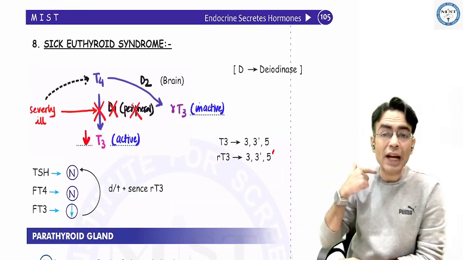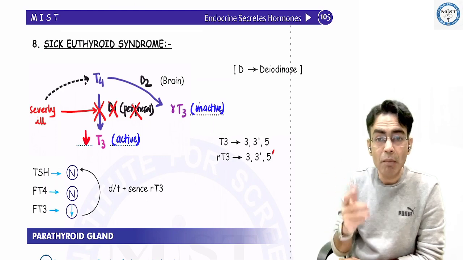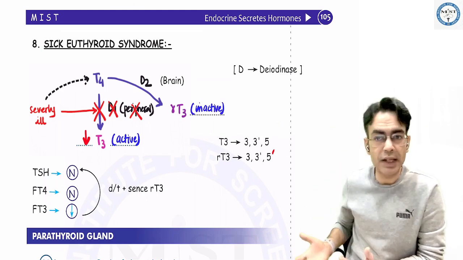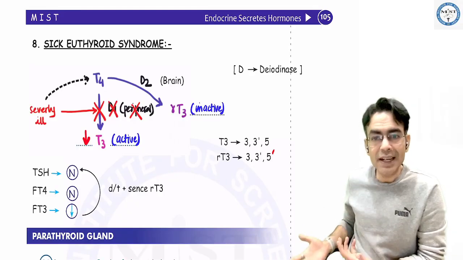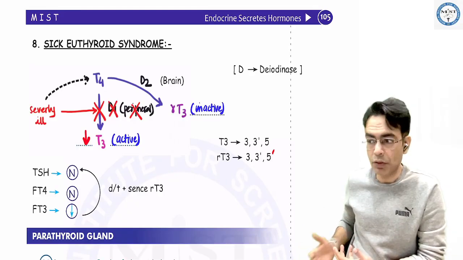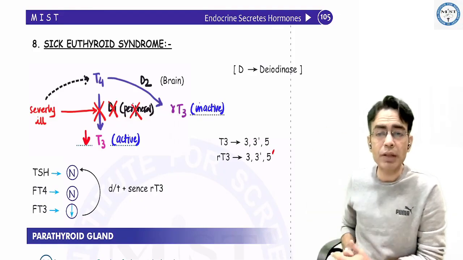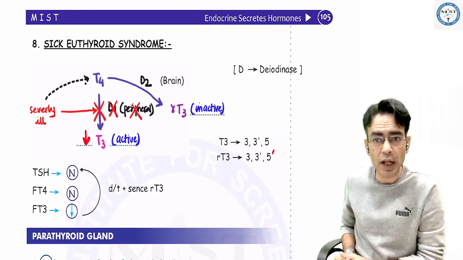The pituitary gives the signal to the thyroid gland by secreting what? TSH. But once you check the TSH of these patients, you find that it is normal. You see the overall T3 and T4 values of the patient, and you find T3, T4 are normal. But the patient is giving you symptoms of hypothyroidism, severe hypothyroidism.